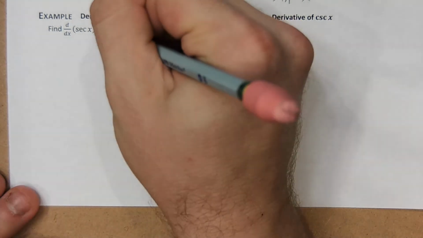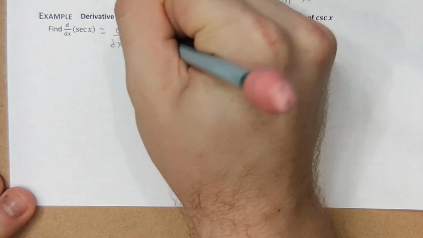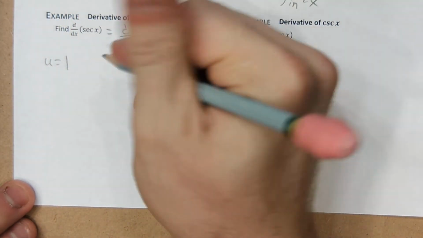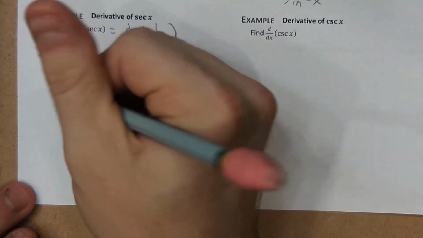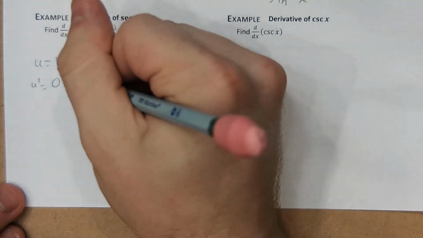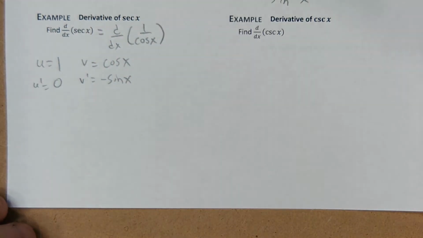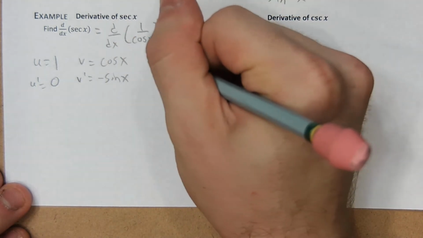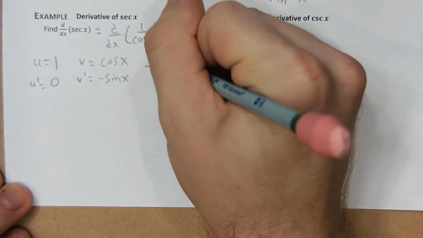So I'm going to call this actually 1 over cosine x. And we're going to treat 1 as its own function. So u is equal to 1, and v is cosine x. Well, u prime is the derivative of a constant, which is very simple. It's 0. And v prime, derivative of cosine x, is negative sine x. So our quotient rule, since I can't see it anymore, u prime v minus u v prime all over v squared. There it is. Let's sharpen up this v. There we are.